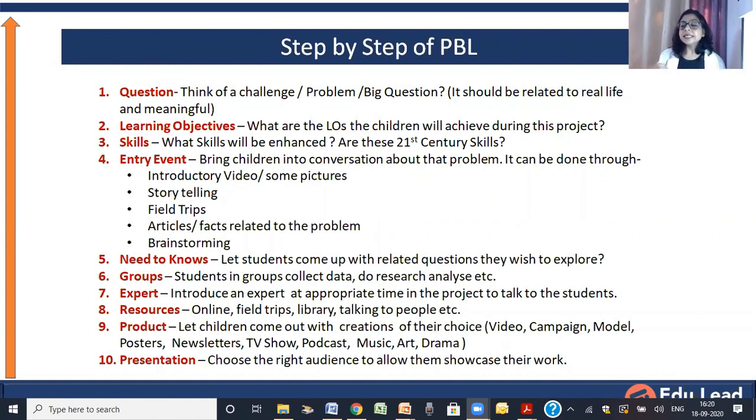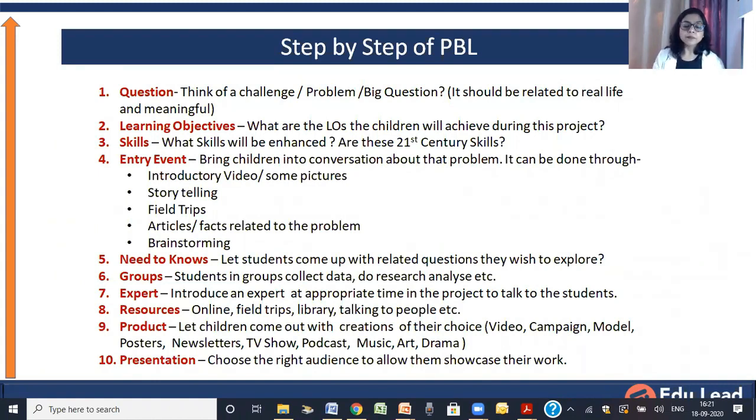Now, the next thing is, while you're designing your PBL, how are you going to introduce this to your students? So there has to be an entry event. Now, what is this entry event? Entry event is that you have to bring your children, or induct your children, into PBL.